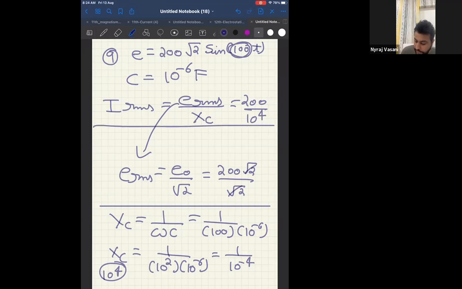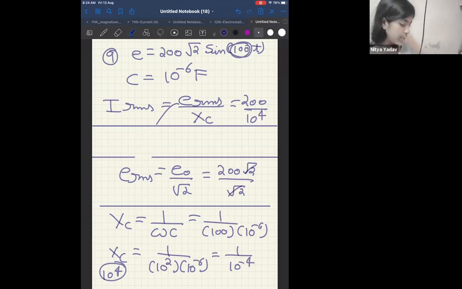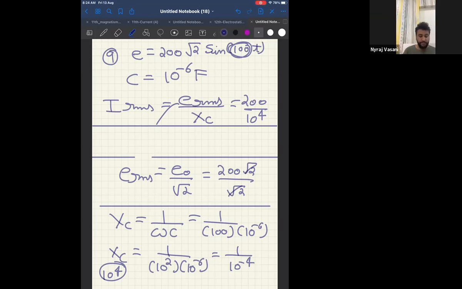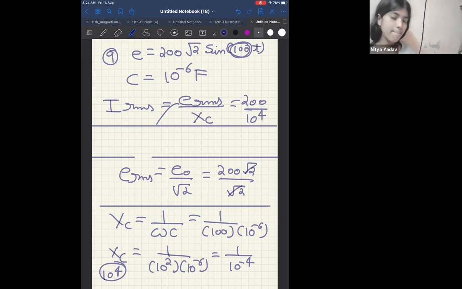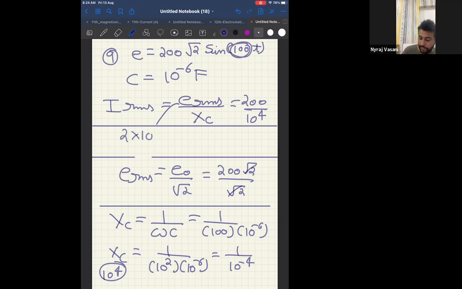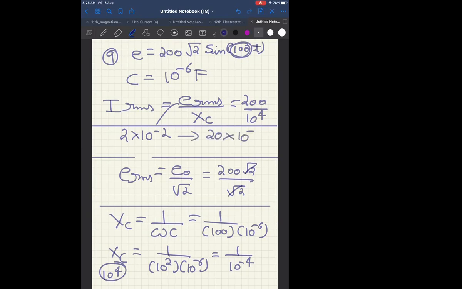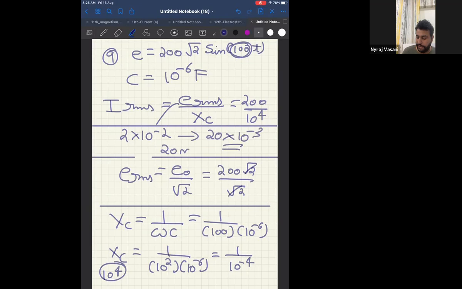Now tell me, if I substitute 200 by 10 power plus 4, what is the answer that I will get? Therefore, 2 into 10 power minus 2. But if you look at the options, all options are in milliampere. All options in milliampere means all options are in 10 power minus 3. Therefore, 20 into 10 power minus 3. That means 20 milliampere. Check whether you're getting this answer.